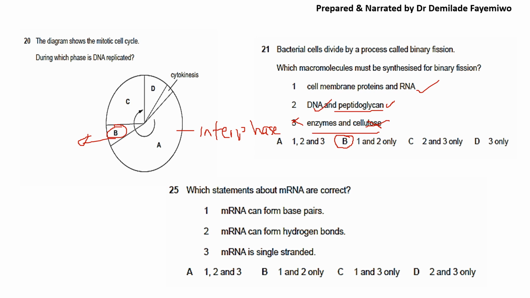Let's look at 25. Again, I've skipped here, so we'll be missing 22, 23, and 24. That's probably because they were too long to fit, and I was trying to minimize space as much as possible. Which statements about mRNA are correct?